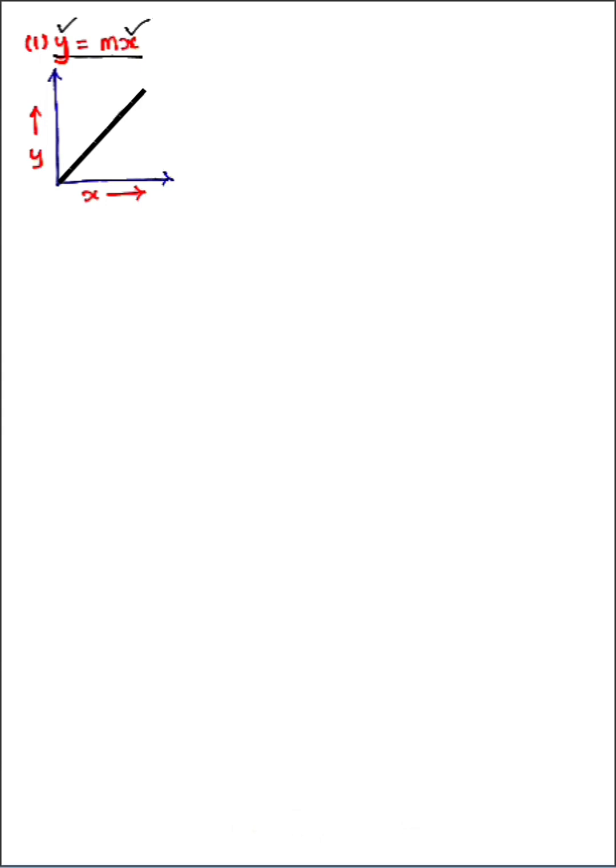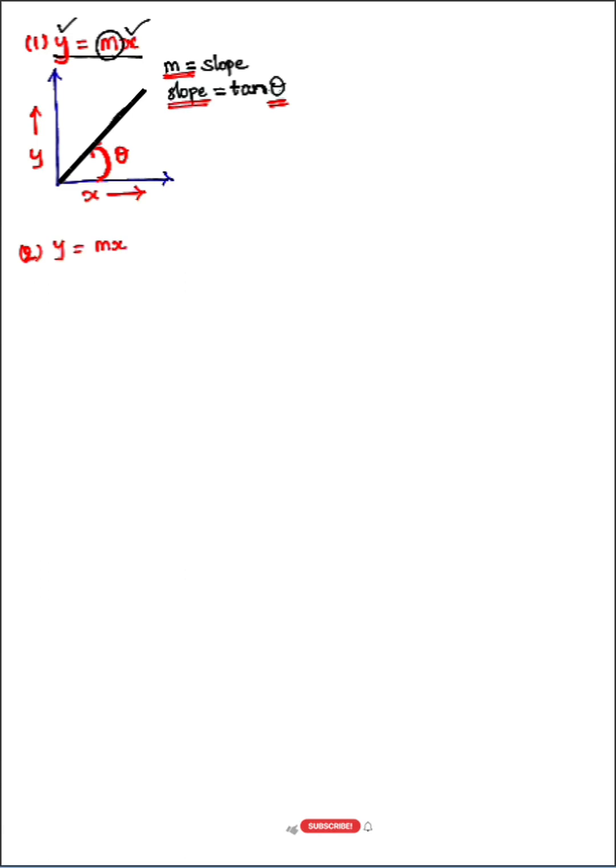So this is the straight line which is passing through the origin, and this m is what we call the slope, and the slope is going to be tan theta. And what is this theta over here? Theta is the angle which this curve makes with the positive x-axis in the anti-clockwise direction. So this is our theta.